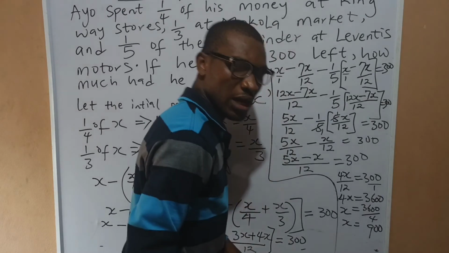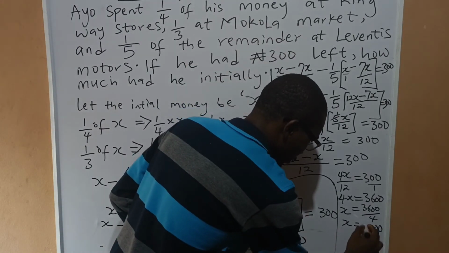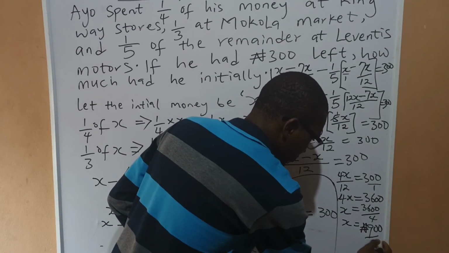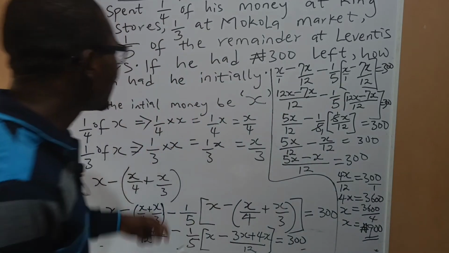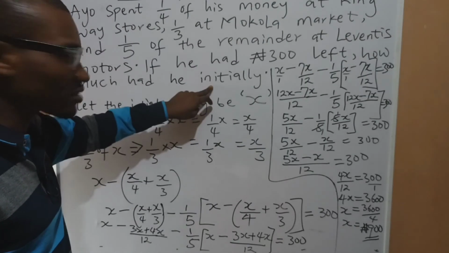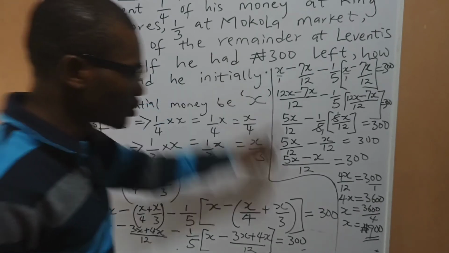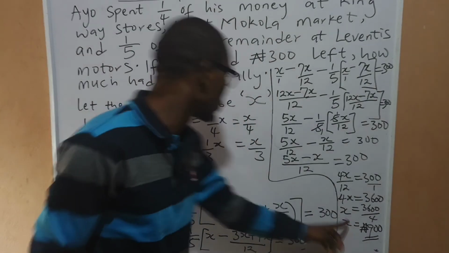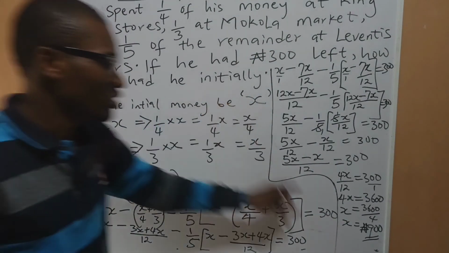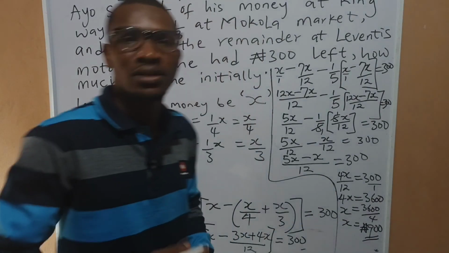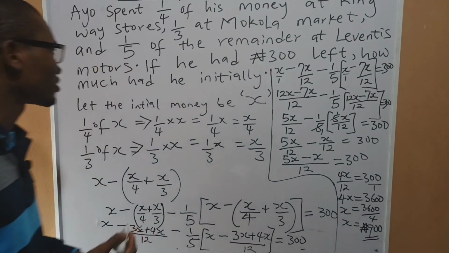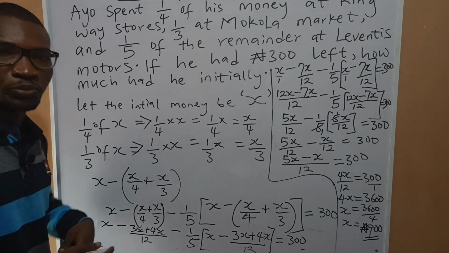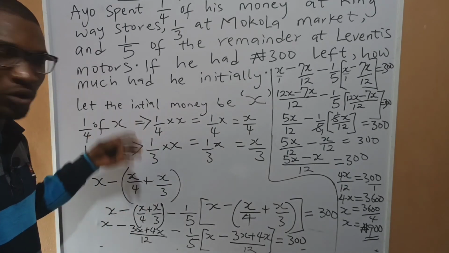But because we are talking about the amount in naira, I will include naira for it. So remember, we are asked to find the amount that Ayo had initially. So the amount which he had initially, which we represented as x, is automatically 900 naira. Remember, this is basically how to solve a word problem of this form, which involves fractions.